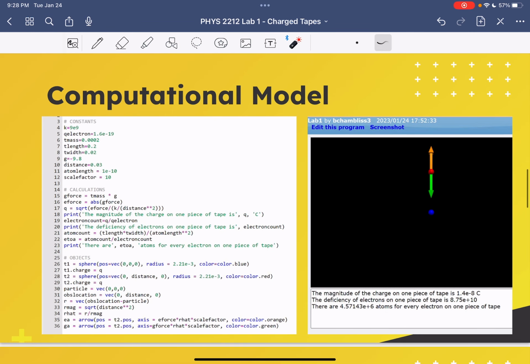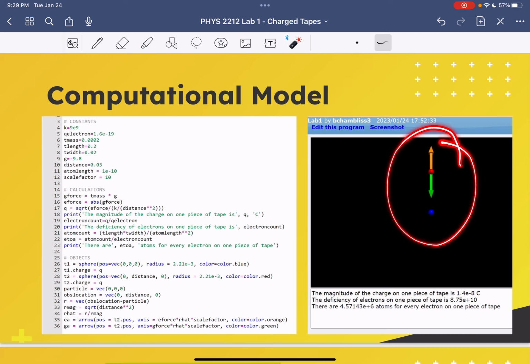With that, we created a computational model with some known values. We have all the fundamental equations right here that we talked about in the first slide and some variables. And then over here we have the tape's mass, the tape's length, the tape's width that are all estimated, and the distance between tape A and tape B when they were repelled right there. So we measured those and inputted that there.